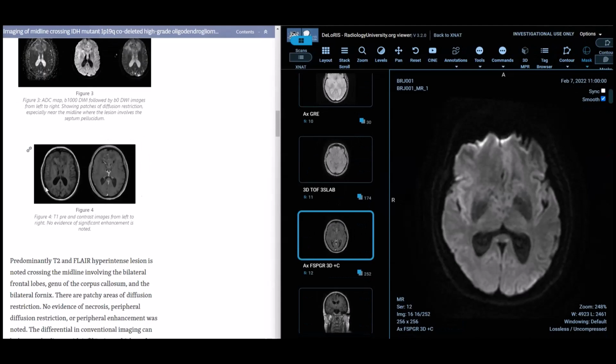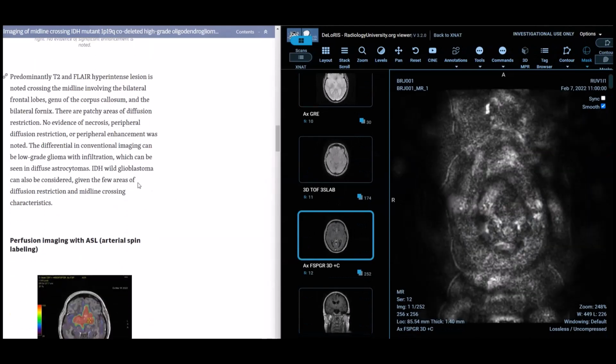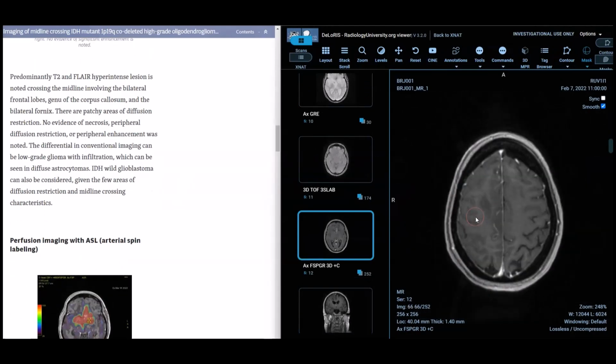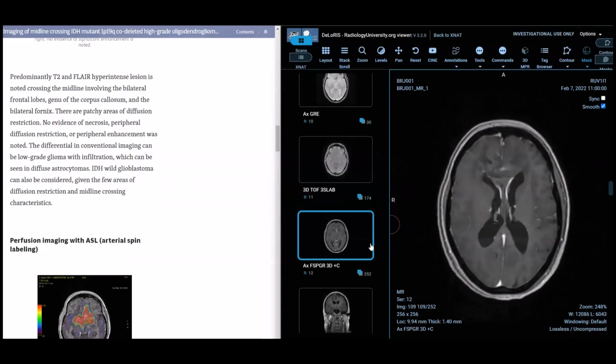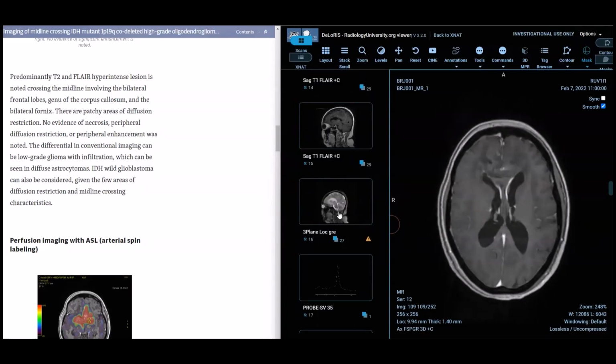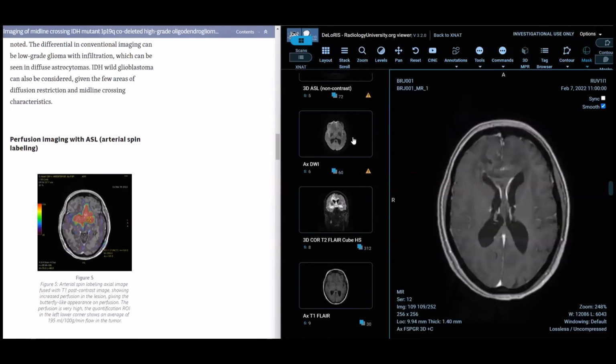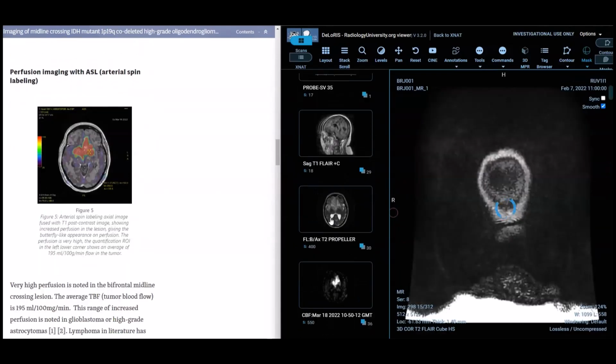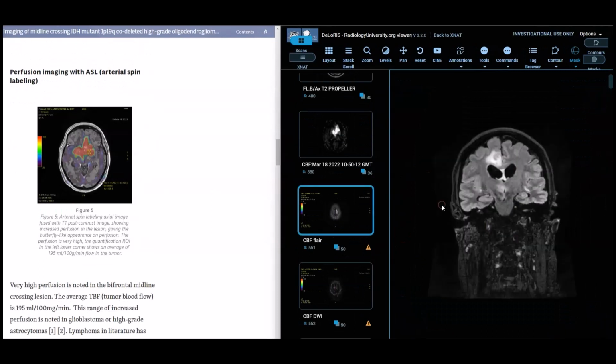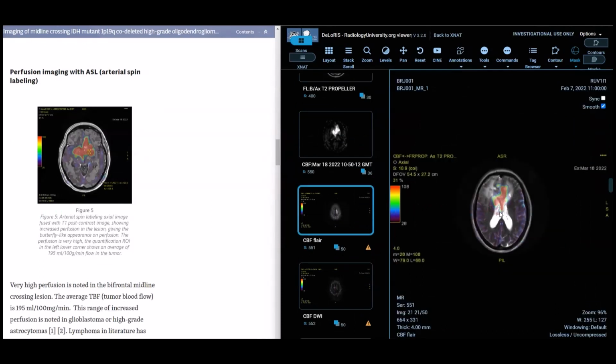The differential in conventional imaging can be low-grade glioma with infiltration, which can be seen in diffuse astrocytomas. IDH wild-type glioblastoma can also be considered, given the few areas of diffusion restriction and midline crossing characteristics. Very high perfusion is noted in the bifrontal midline crossing lesion. The average tumor blood flow is 195 ml per 100 mg per minute.